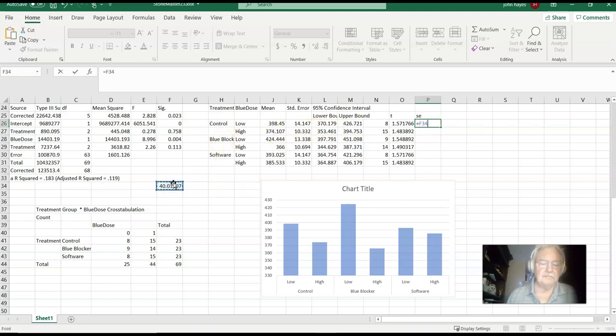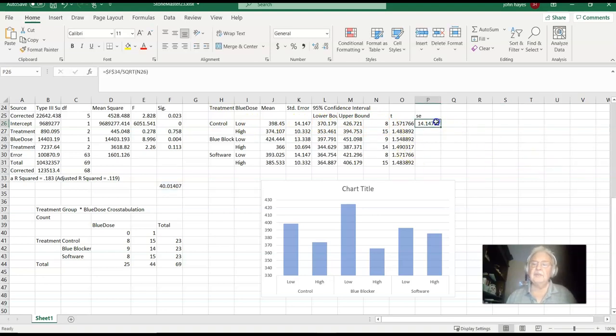standard deviation. Remember, we need to keep this constant, so we're going to hit F4. So it puts in the dollar signs divided by the square root of n. And we're going to copy this all the way down.